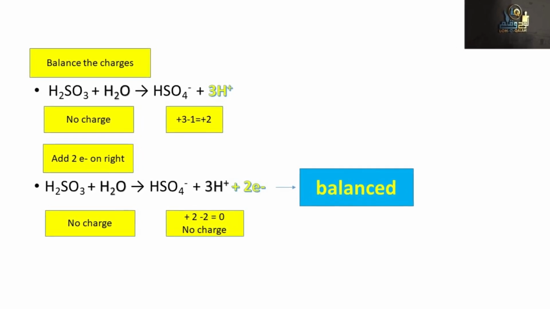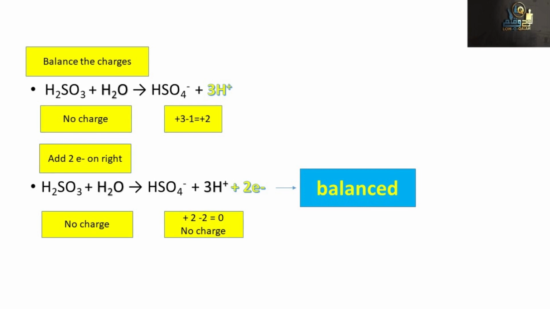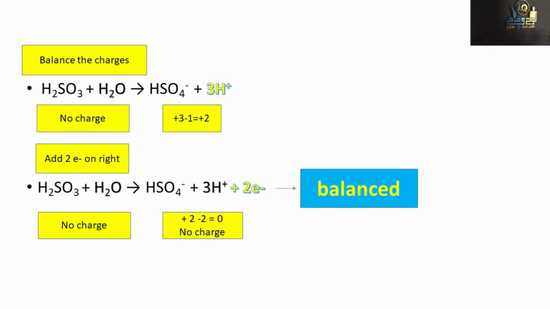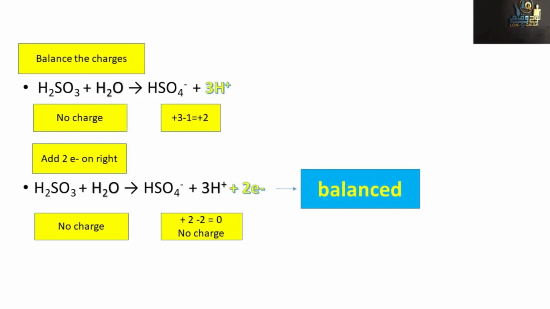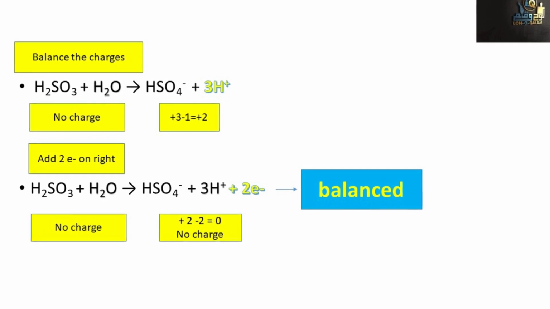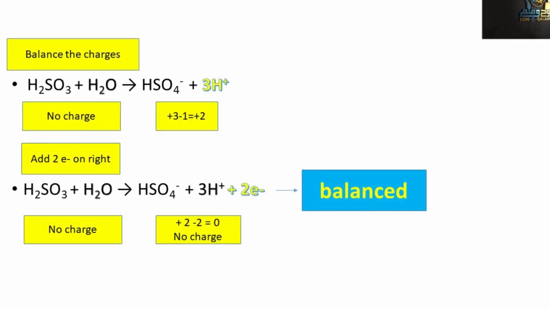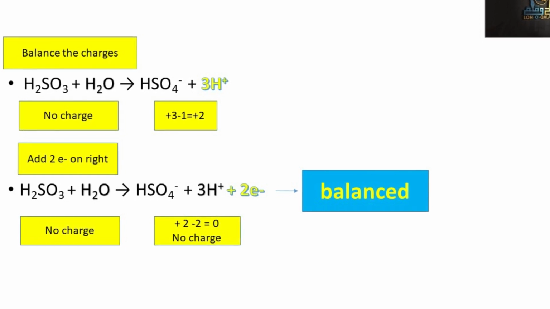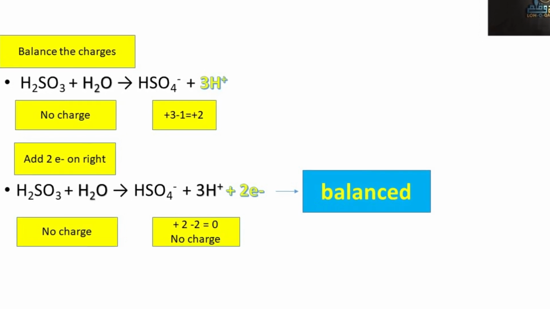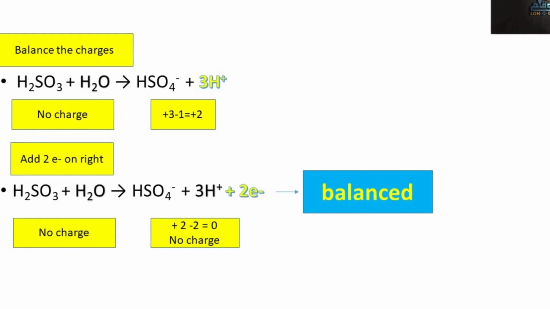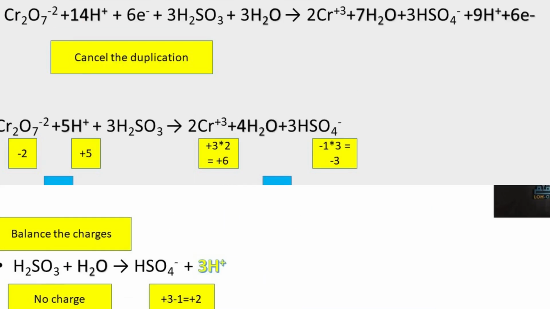After balancing the atoms, now we will balance the charges. See, there are 2 positive charges on right and no charge on left. So, add 2 electrons on right to balance the charge. After the addition of 2 electrons on right, there is no charge on both sides. Now the oxidation half reaction is also balanced.